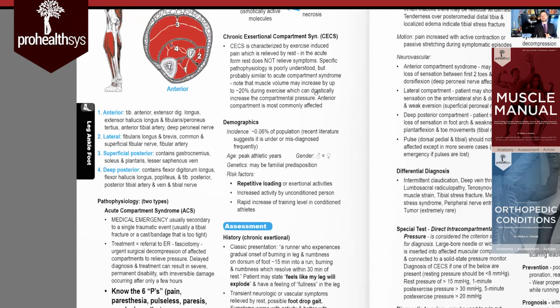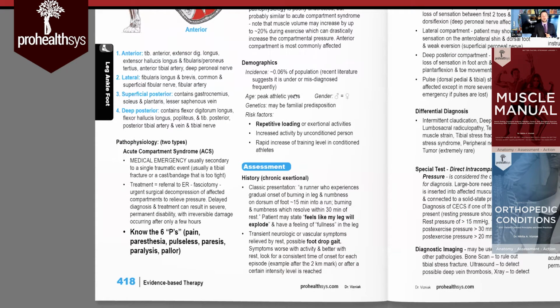All right, demographics, what do we see? Yes, 0.06% of the population, but suggest it may be underdiagnosed or misdiagnosed in a lot of cases. A lot of people are going to be calling this shin splints, and it is not shin splints. Do not use the diagnosis shin splints. Call it anatomically what it is. Generally, we see this in our peak athletic years, no difference male to female.